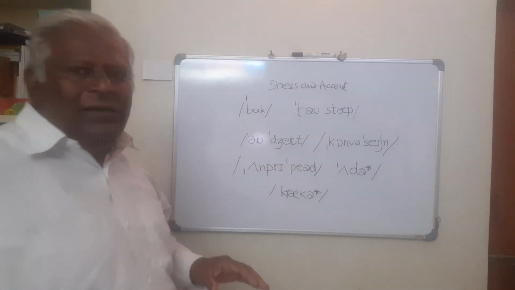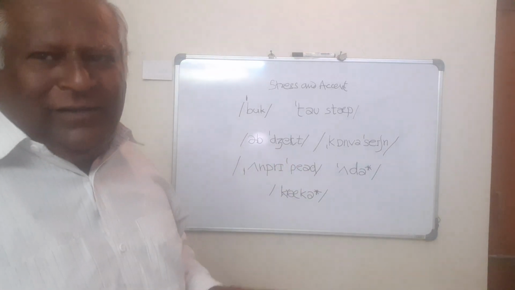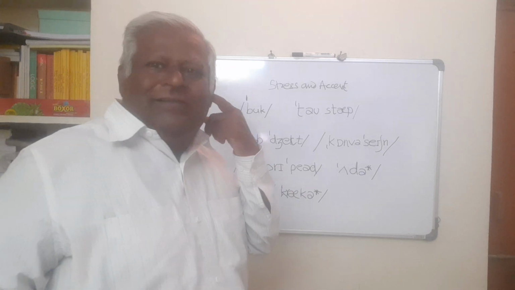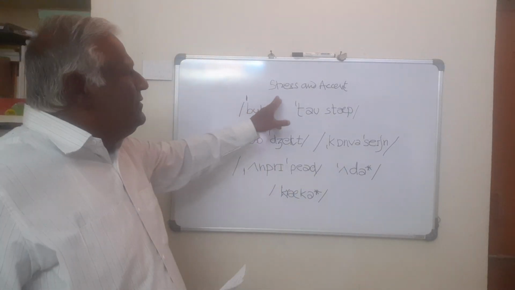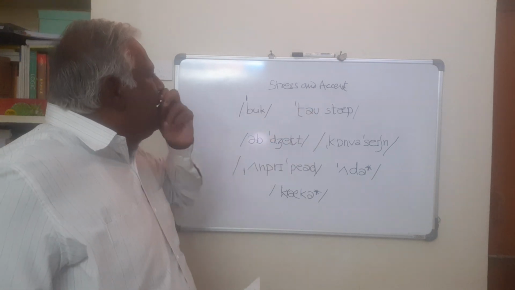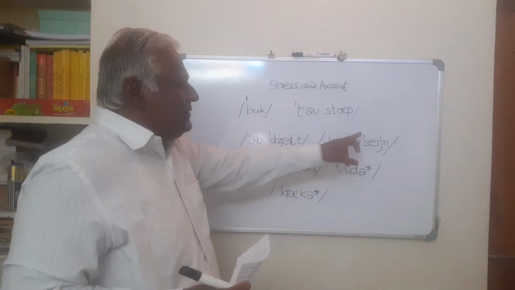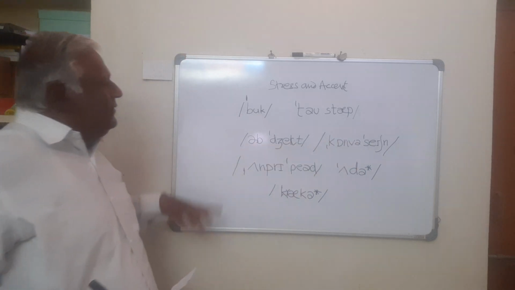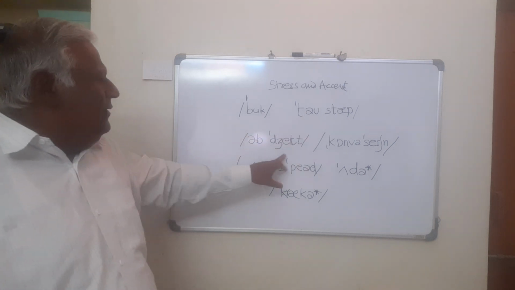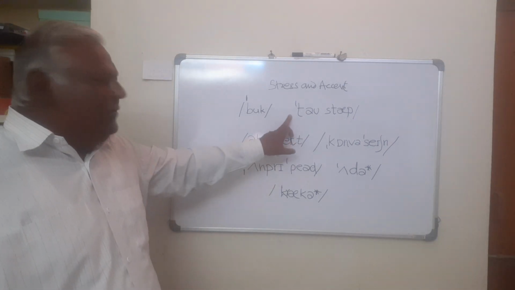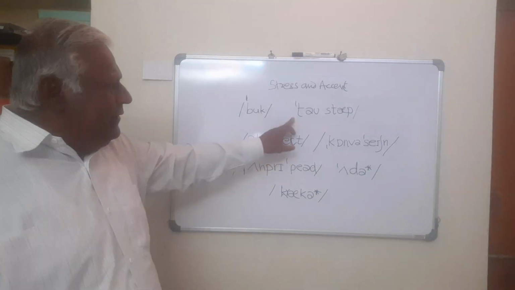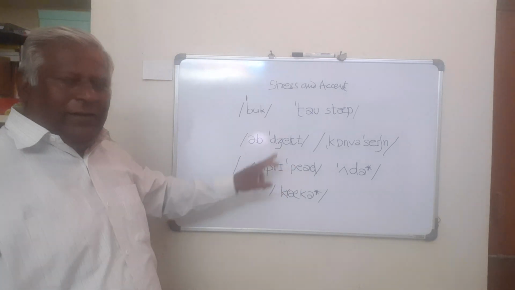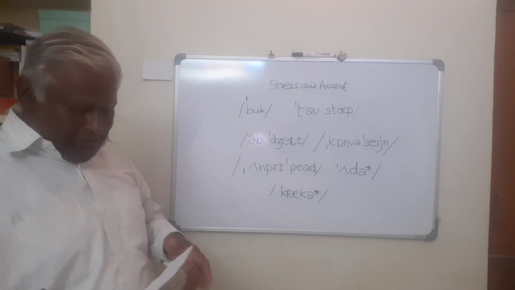In English, stress is a speciality, but in our native language there is no stress as such. In English there is a primary stress and a secondary stress. This is the primary stress, this is the secondary stress. This is a monosyllabic word, and this is a disyllabic word. Object, conversation, unprepared, like that.